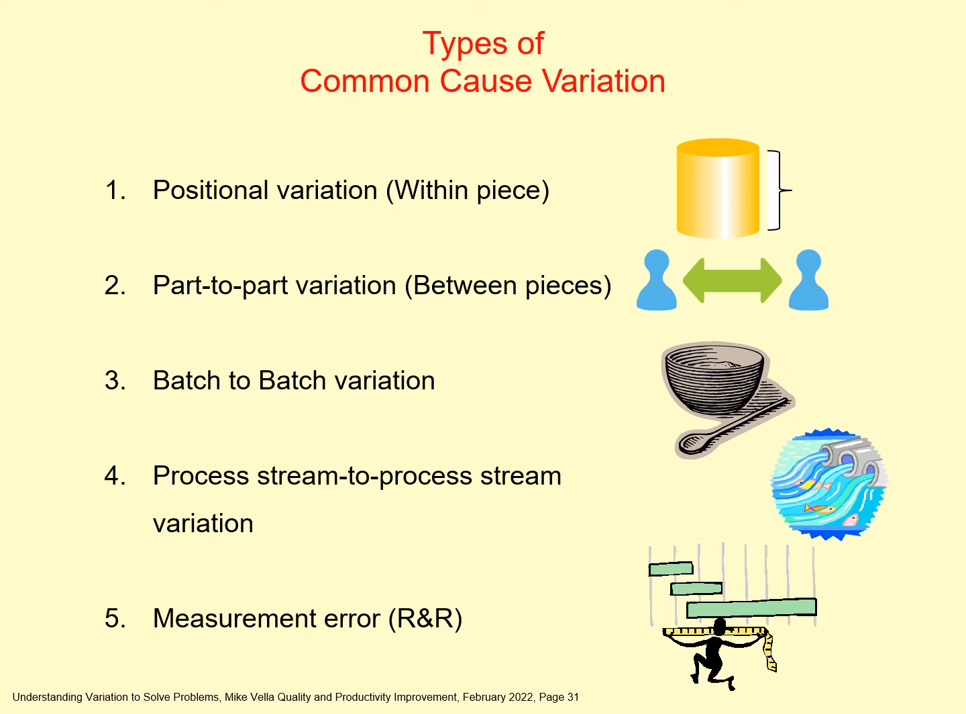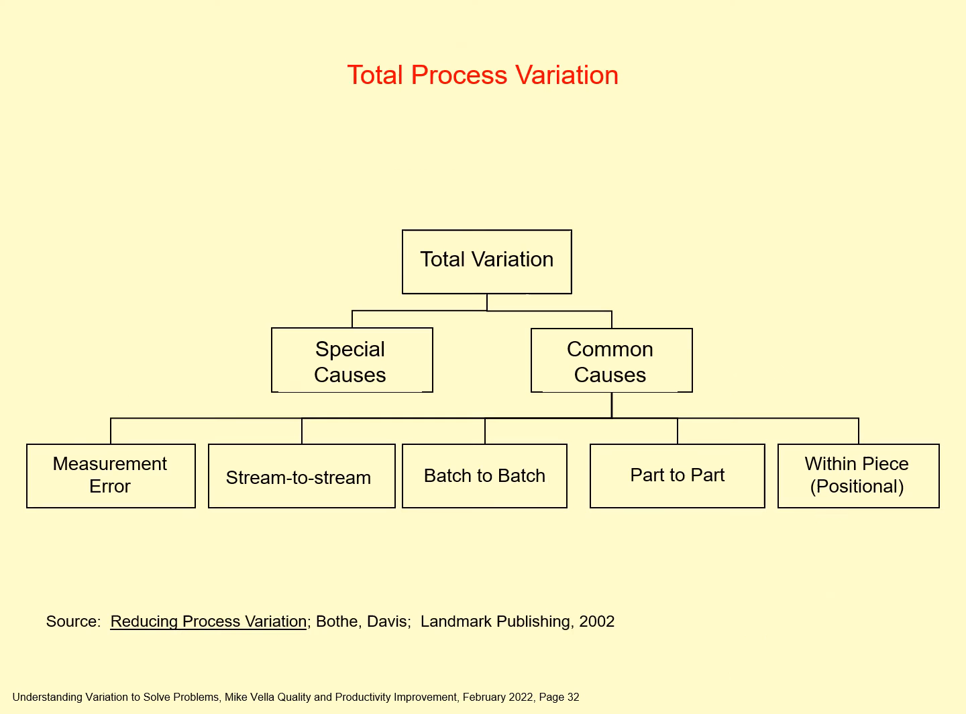Positional variation, within piece variation; part-to-part variation, between piece variation; batch-to-batch or heat-to-heat variability; process stream to process stream variability; and measurement error variability. We'll talk about each one of those as we go along.